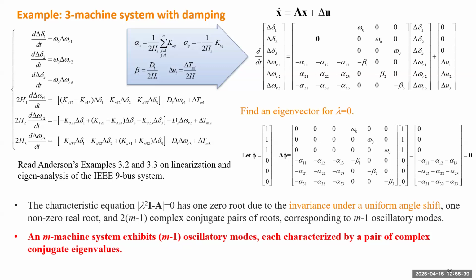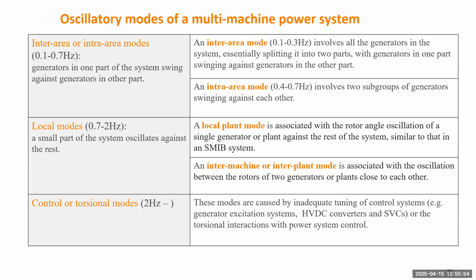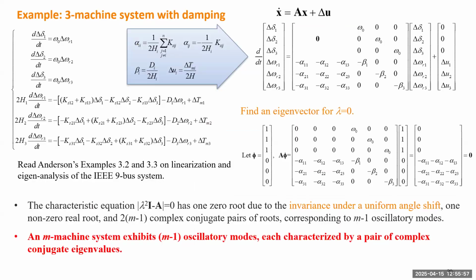So for such a system, it typically has n minus 1 oscillatory modes, which means n minus 1 pairs of conjugate eigenvalues. So our stability analysis will focus on those n-1 oscillatory modes for small signal stability.